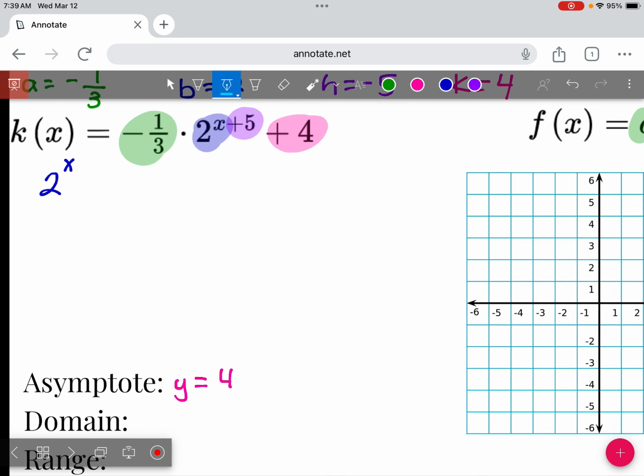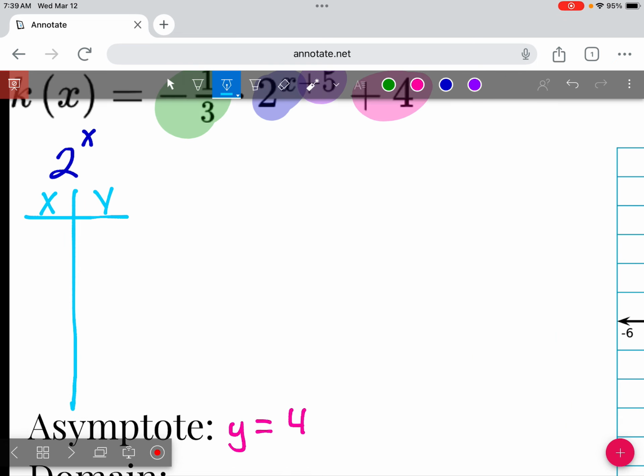I don't have to wait and write it later on. So let's do our parent function first. That's where we pick our x's to find our y's. Again, we do not have to use these values, but these are the easiest ones to work with, and they give you a reliable view of the center. So I highly recommend them.